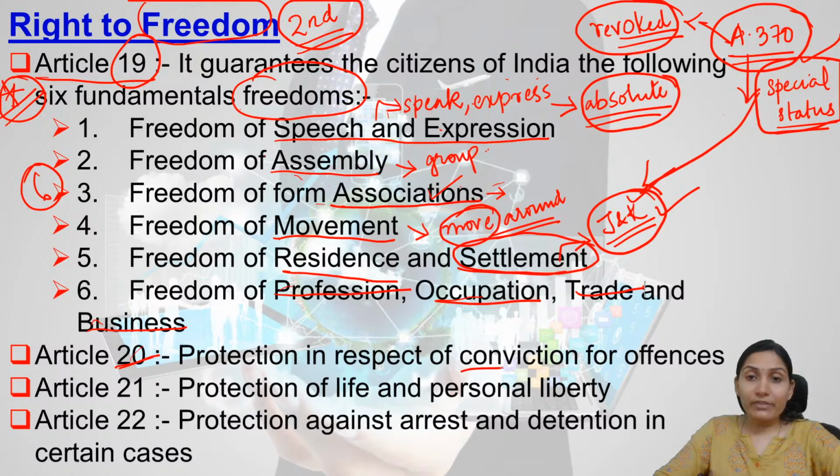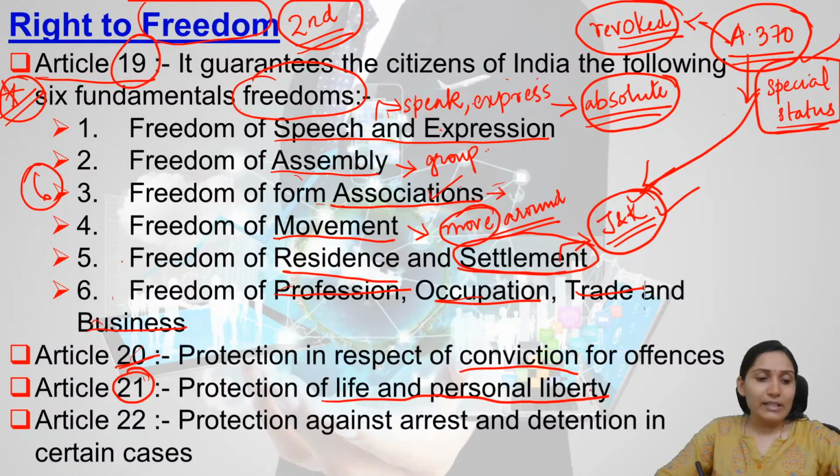Protection in respect of conviction for offences. This protection is guaranteed under Article 20. Next is Article 21. Article 21 of the Constitution guarantees protection of life and personal liberty.